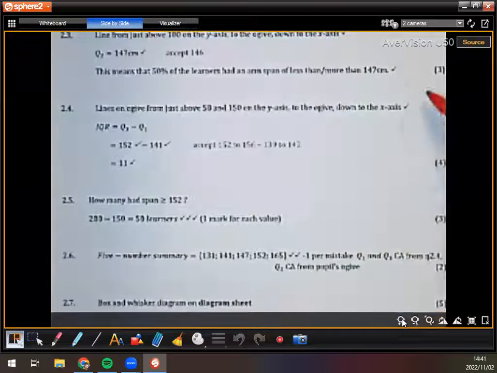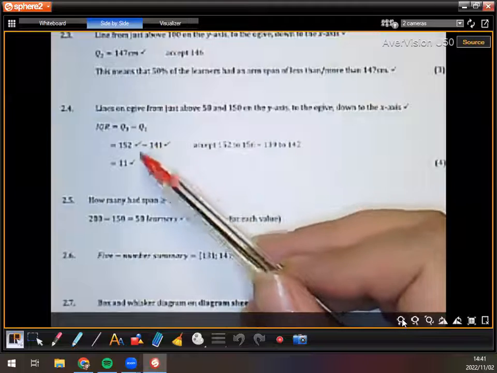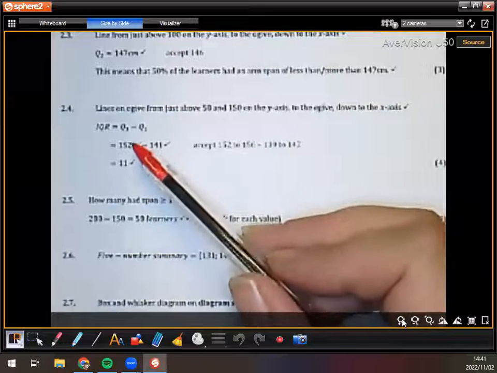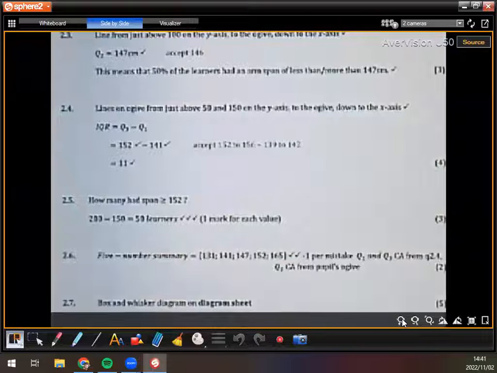For 2.4, there was again 1 mark for now having both lines. So there should be another mark on your own guide, just you do your other 2 lines correctly. And then a mark for your Q3 value, a mark for Q1, and then a mark for your range. So that was a 4 mark question. But 1 was on the own guide.